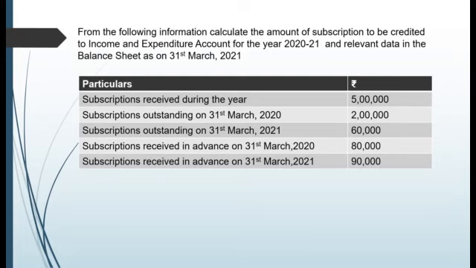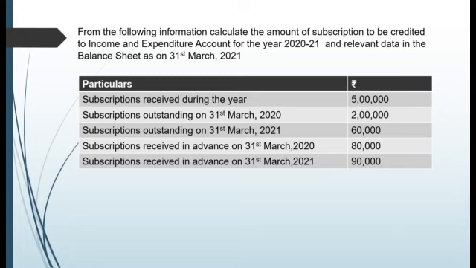This is a question. From the following information, calculate the amount of subscription to be credited to income and expenditure account for the year ended 2020-21, and the relevant data in the balance sheet as on 31st March 2021. So they have given us the subscription received during the year, 5 lakh, the total amount received. We don't know whether it is entirely related to current year; something related to previous year and next year would be included in that. So that is the total amount that has been received by them.